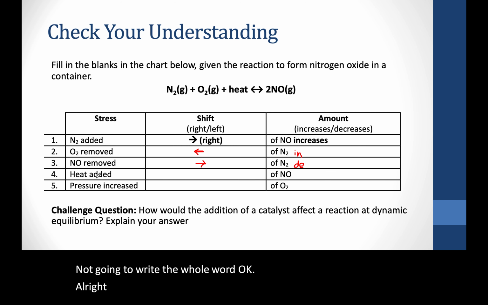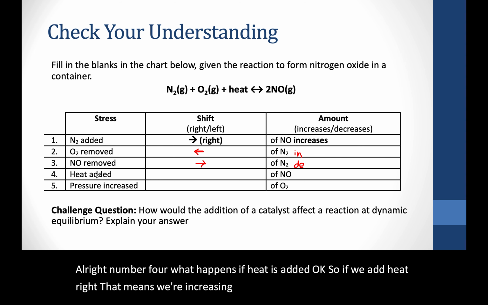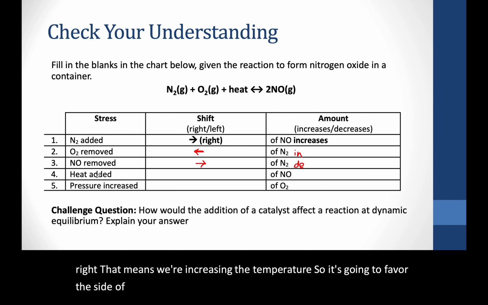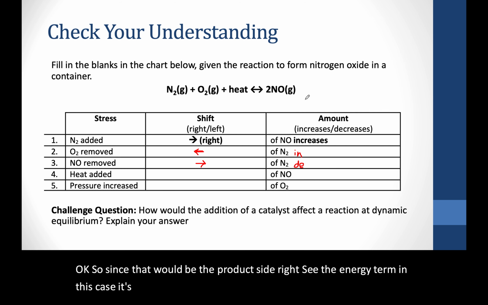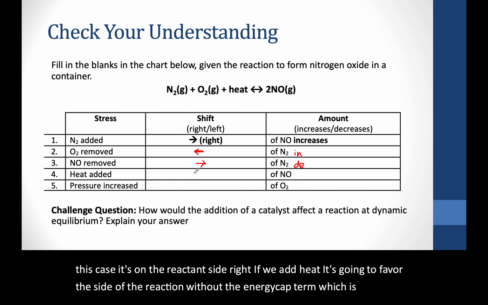What happens if heat is added? Okay, so if we add heat, right, that means we're increasing the temperature. So it's going to favor the side of the reaction that doesn't have the energy term. Since that would be the product side, right? See the energy term in this case, it's on the reactant side, right? If we add heat, it's going to favor the side of the reaction without the energy term, which is the product side, which means we're going to shift to the right.